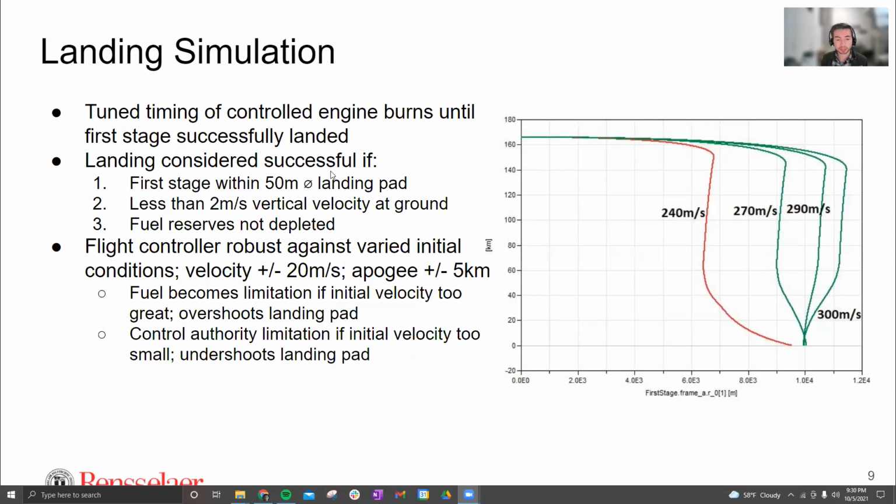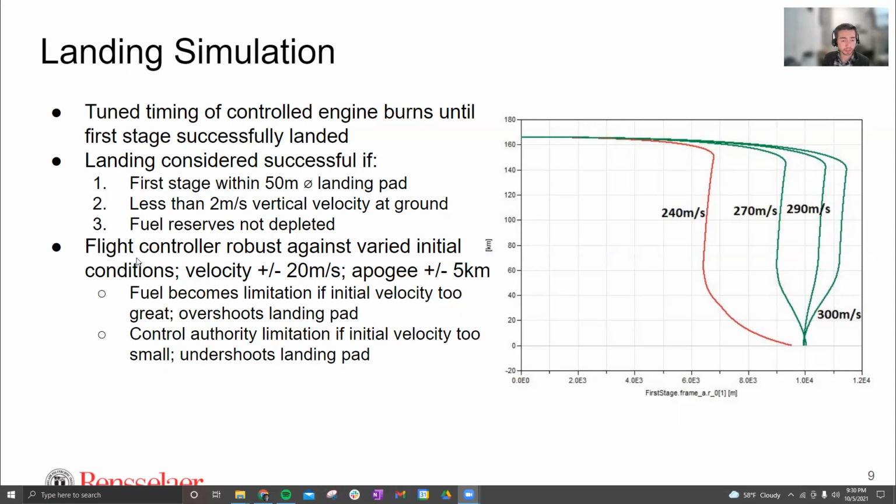The landing was considered successful if the first stage rocket landed within a 50-meter diameter of the landing zone point. Number two, the landing was successful if it's less than 2 meters per second vertical velocity at the ground. Obviously, if the rocket's coming in hot, faster than 2 meters per second, that would be considered a crash in real life. It would not be considered successful. Lastly, third, fuel reserves are not depleted. As I mentioned before, the fuel and the oxidizer volumes are tracked, and if those reach 0 before the rocket touches the ground, it's considered a failure.